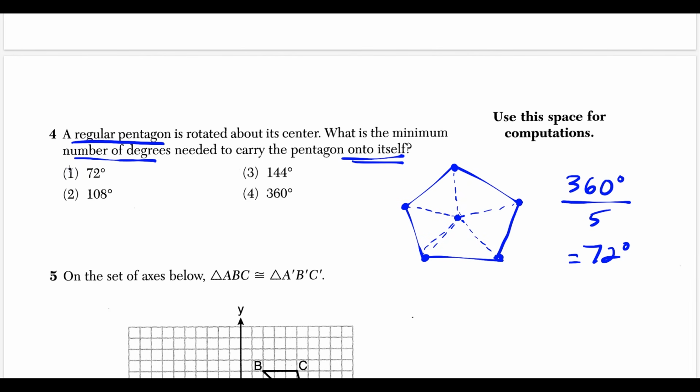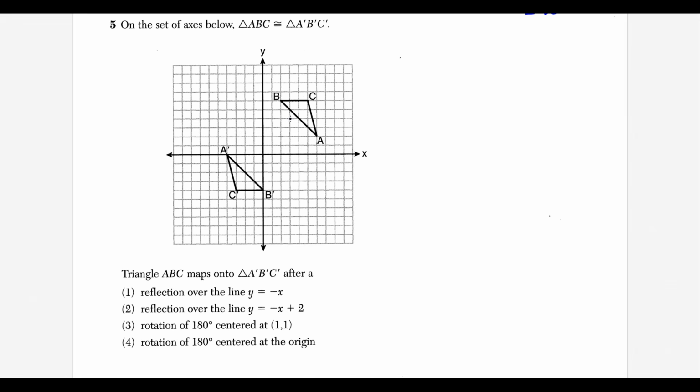And right away, I can see that this shows up as an answer choice. But notice the question is, what is the minimum number of degrees needed to carry the pentagon onto itself? Because technically 144 degrees would do it if we spun the measure of these central angles twice. That would also work, but it's not the smallest one. This wouldn't work at all. And this one here, 72 times 5, if we spin 360 degrees, that would work, but we want the minimum. So definitely choice 1.